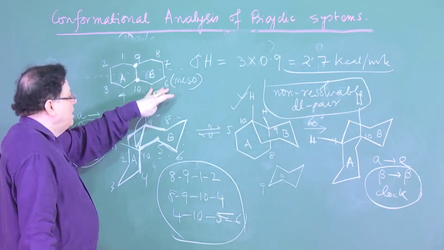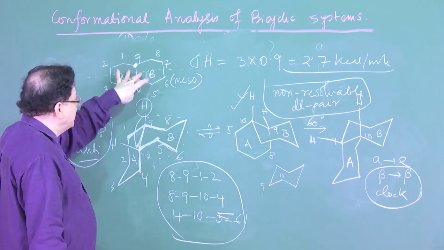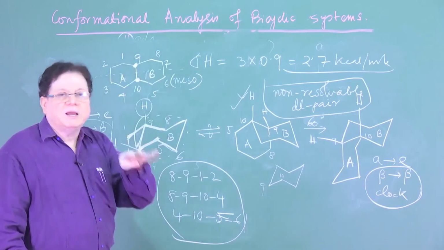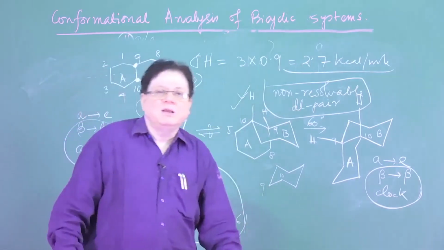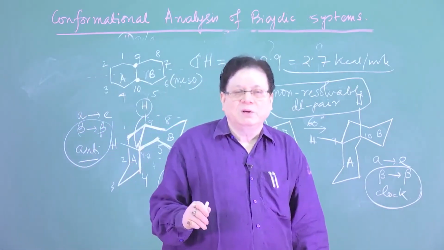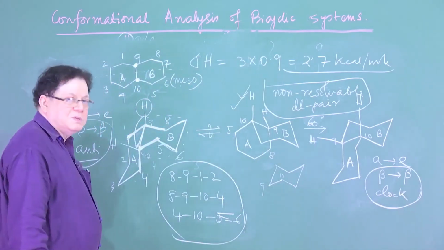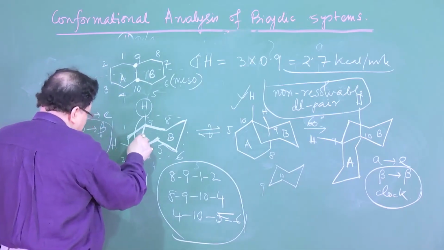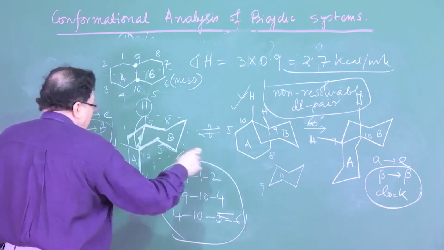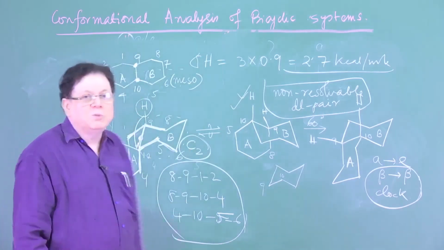But in depth there is a difference: something which exists as a non-resolvable DL pair, and something which is a meso, is an entirely different thing, because meso means that it has a symmetry element of improper type, and this means that it does not have any improper element of symmetry. In fact, this does not have any improper element of symmetry. What it has is a C2 which is going through the middle one.